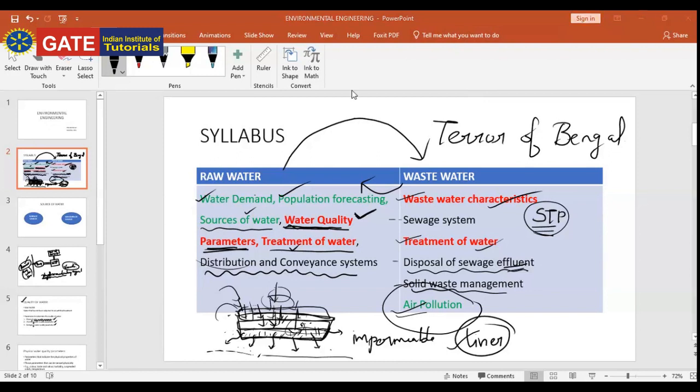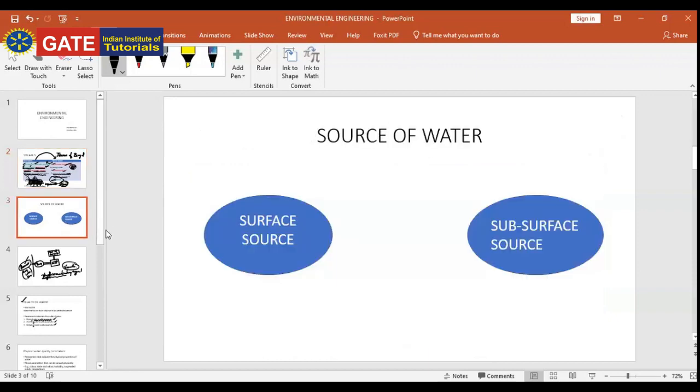Okay. So then we'll be moving on into the syllabus. What I'm going to do is start from here. Water demand and population forecasting I'll be discussing later. I'll be starting from here. I'll be introducing you to the sources of water. Then we'll be moving on to water quality parameters. Got it? So, sources of water.